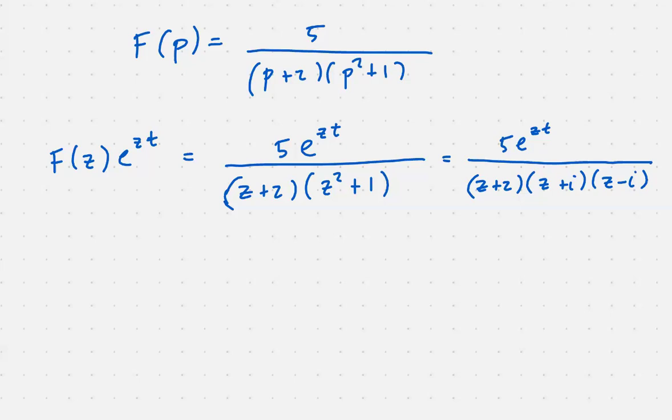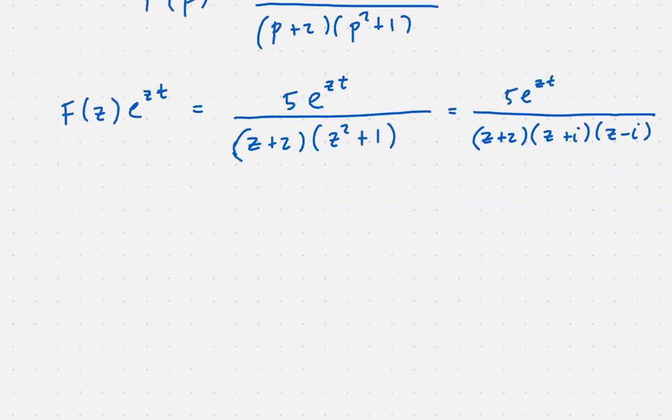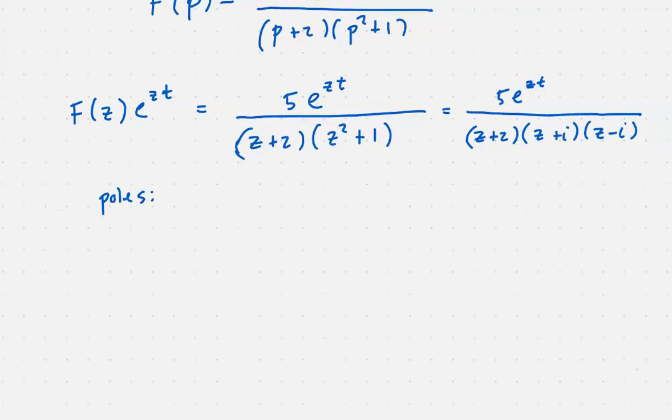Now, what are our singular points? We have poles, another term for singular points. So we have a pole at z equals negative 2. We have a pole at negative i, and we also have a pole at positive i.